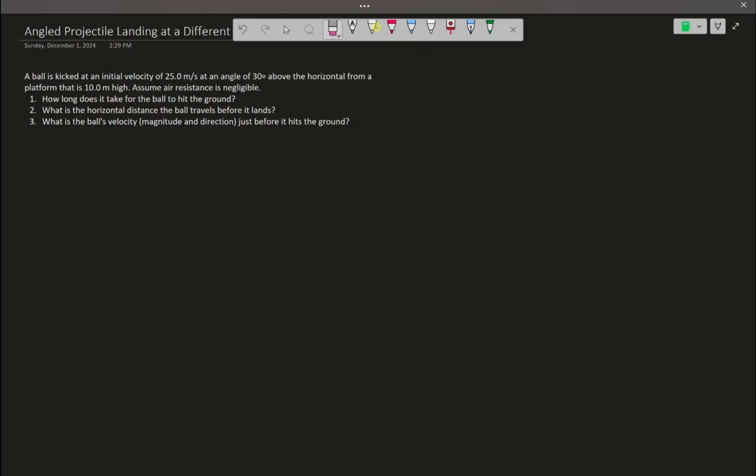A ball is kicked at an initial velocity of 25 meters per second at an angle of 30 degrees above the horizontal from a platform that is 10 meters high. Assume air resistance is negligible. So the first thing that I want to do is draw a picture, right?